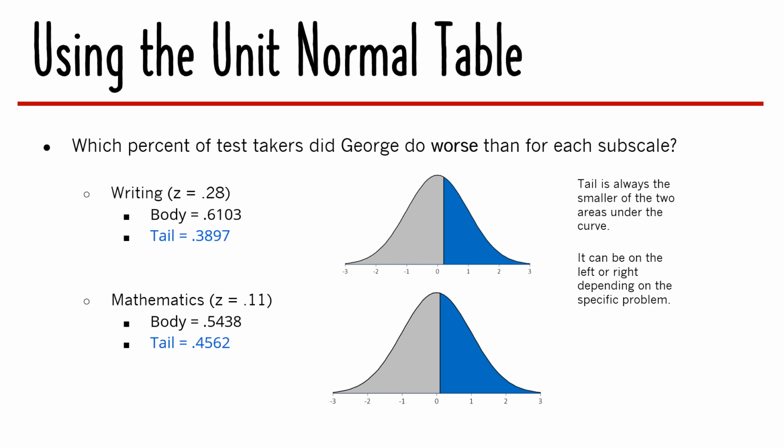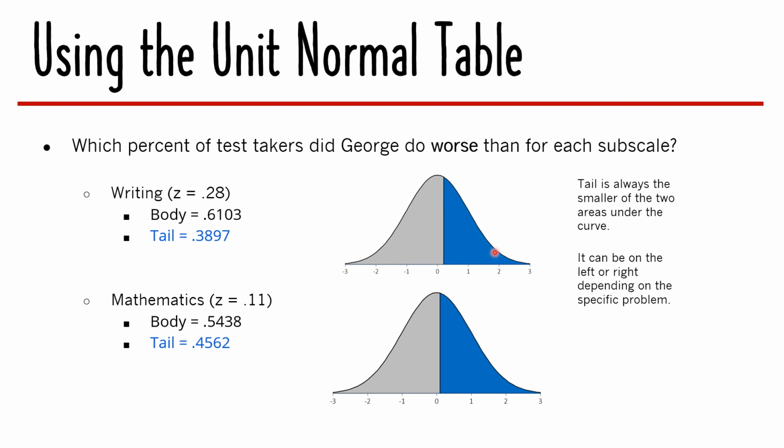On this slide, let's say we ask you what percent of test takers did George do worse than? Well, here, if we look at his score, if we want to know the people George did worse than, he did worse than everybody here above him, right? Everybody in blue here. So if the question asked you what percentage of test takers George did worse than, you would have looked at the tail.